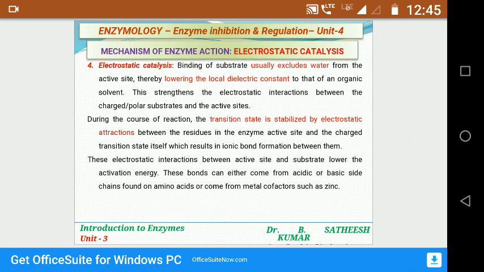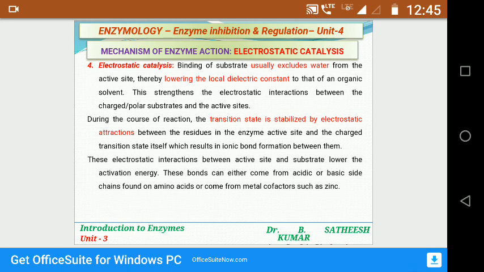Once the water molecule comes out, what happens? The dielectric constant of the active site will be decreased. Therefore, the substrate binds strongly to the active site. The interaction between the substrate and the active site will be more. Therefore, that binding releases some binding energy.